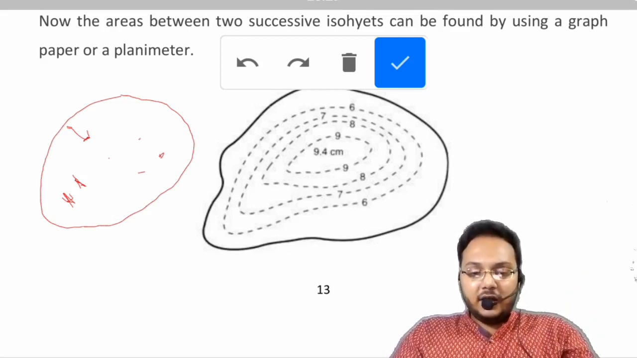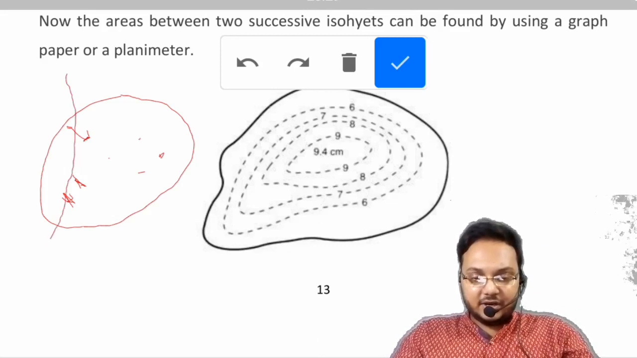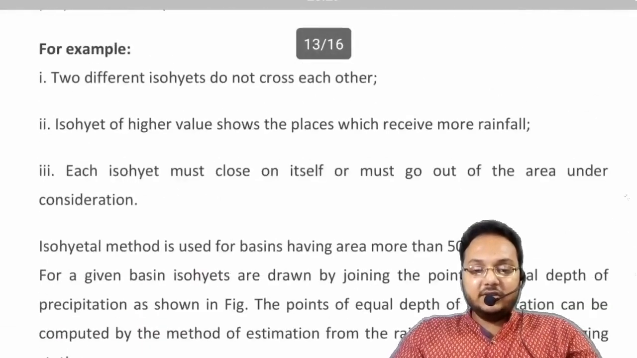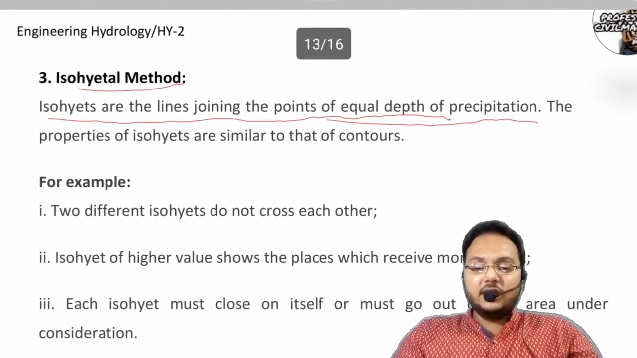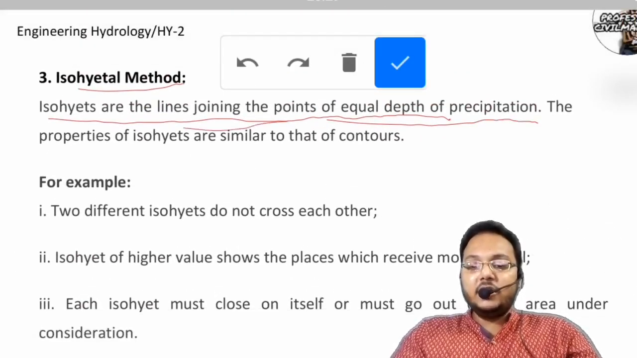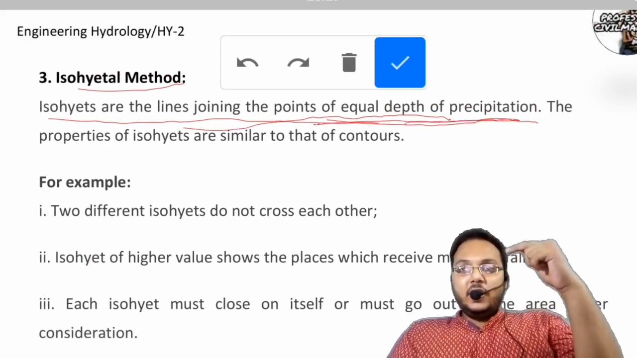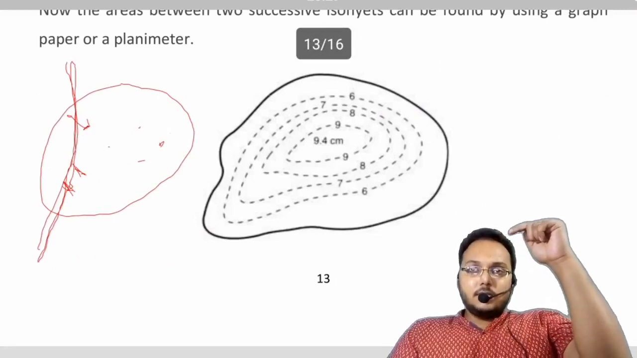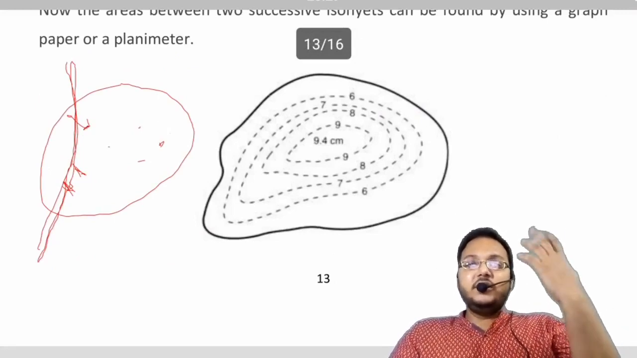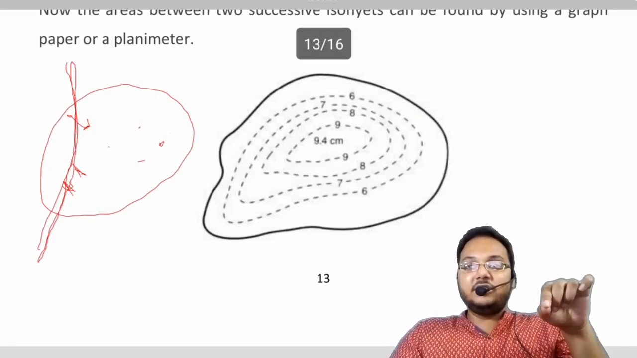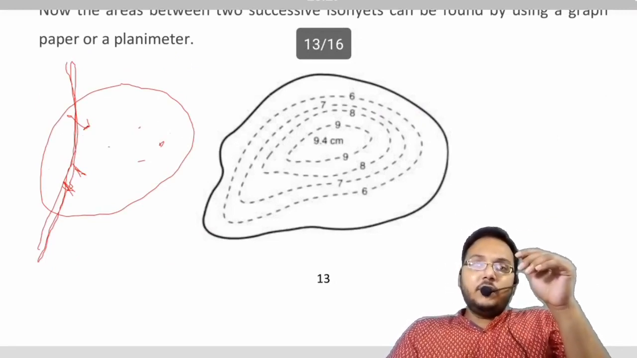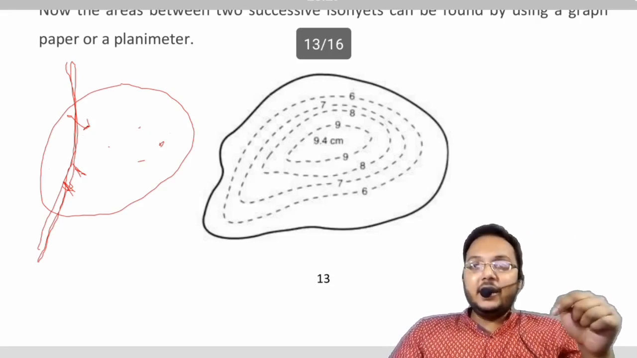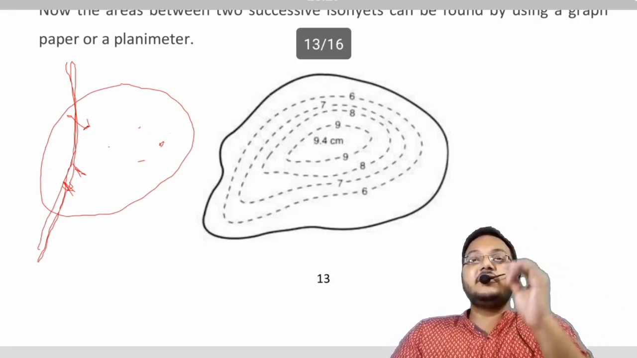So what I can do is draw a line joining these 3 stations, and I can call it an isohyet, as we know that isohyets are the lines joining the points of equal depth of precipitation. So as we have seen, in the 3 stations the depth of precipitation was, suppose, 30 for all 3. So we just joined the 3 stations by one single line, and we are calling this line the isohyet.